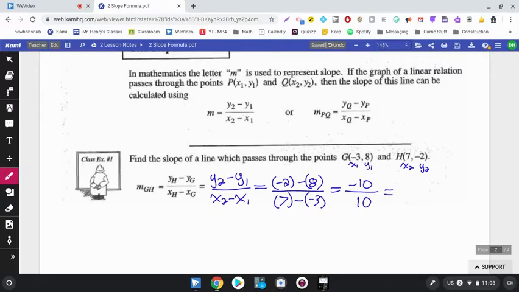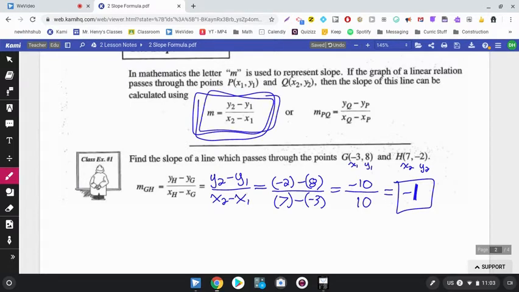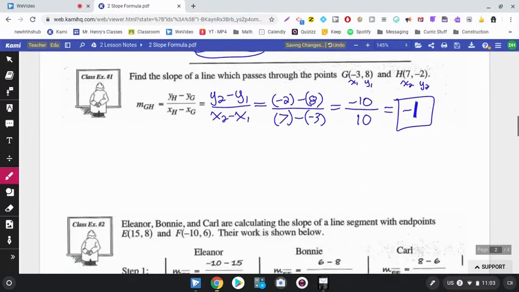Then you'd say, well, -10 over 10, that's just -1. I always write things in the best possible way. If I have a fraction I can reduce, I reduce it. If I can just get a number, an integer, absolutely. This thing has a slope of -1. And that's the slope formula. I'll highlight it up here. That's the one we're going to use. All right.